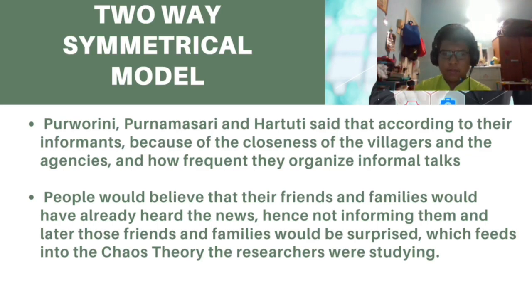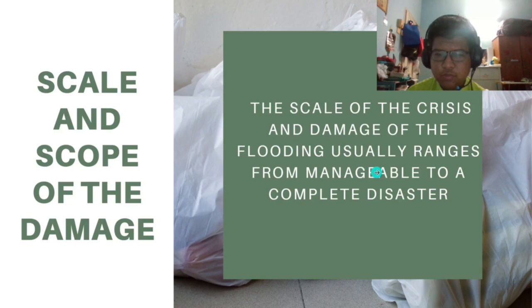Like it is stated here, the two-way symmetrical model also has a weakness because of the close relationship of the agency members and the local villagers. Whenever flooding happens, people usually do not tell the others because every one of them assumes that the others have heard the news. This will result in one or two people who have not heard the news and are potentially displaced, which feeds into the chaos theory that the researchers were studying. Okay, scale and scope of the damage.